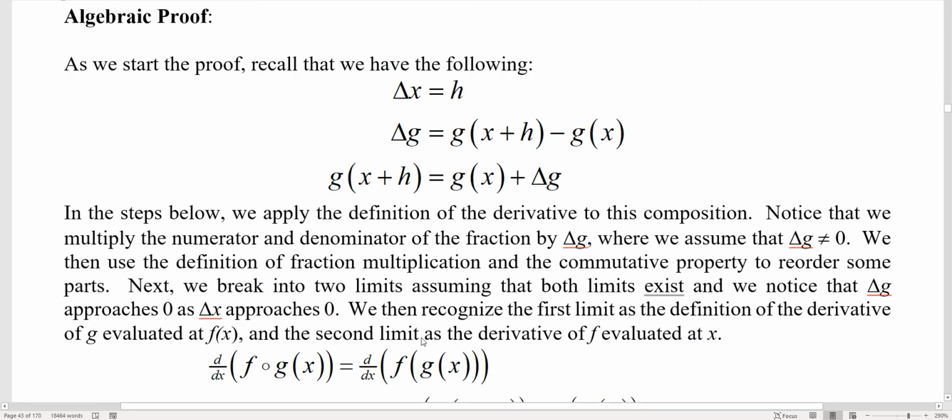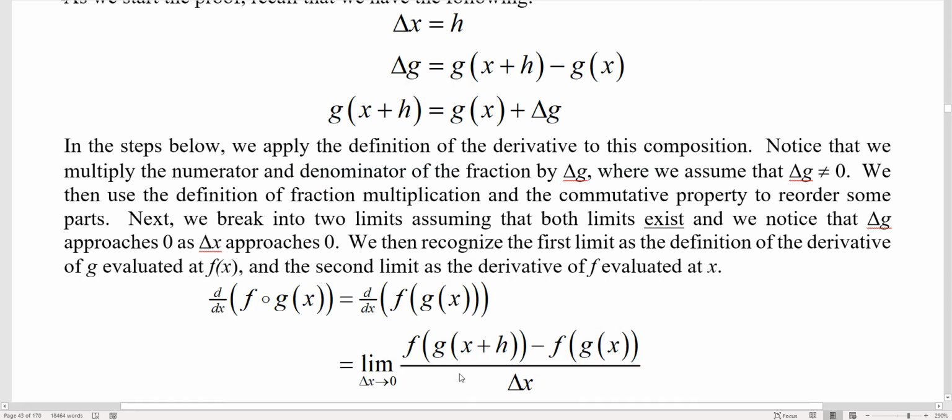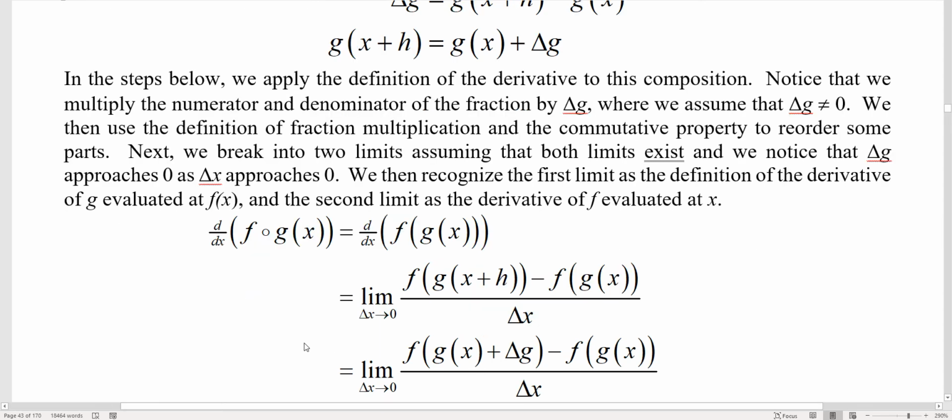So here we go through this. The derivative of f composed g of x is the derivative of f of g of x. Well, that's f composed g of x plus h minus f composed g of x. In other words, f of g of x plus h minus f of g of x. Divide that by delta x and let delta x go to 0. That's from the definition of the derivative. Now g of x plus h is g of x plus delta g.